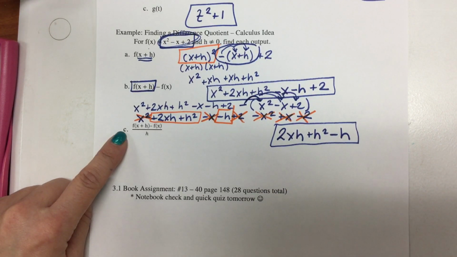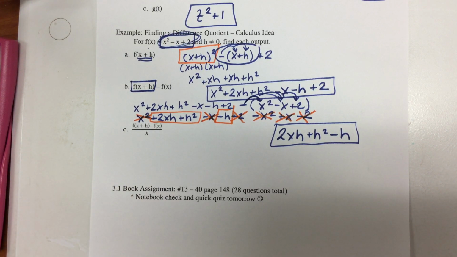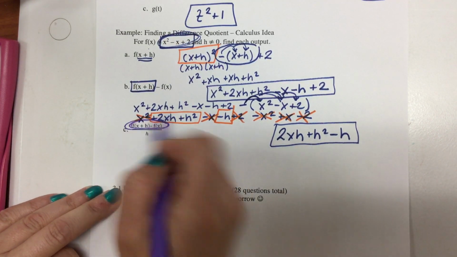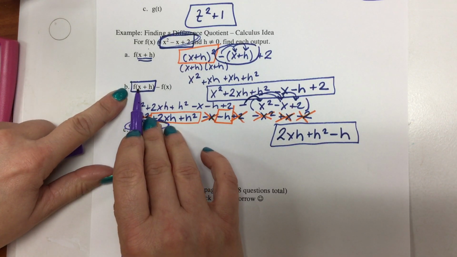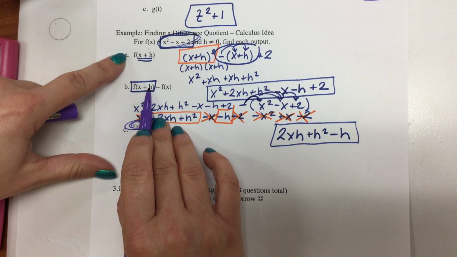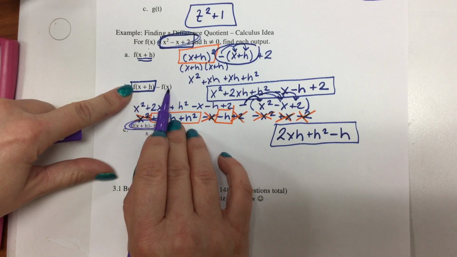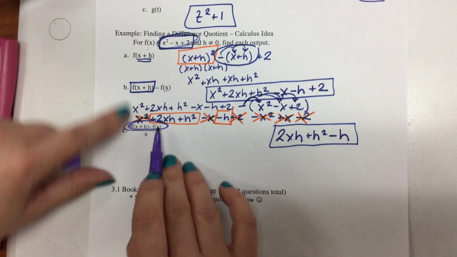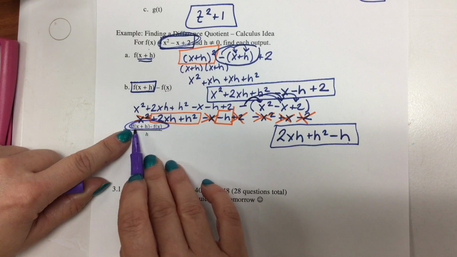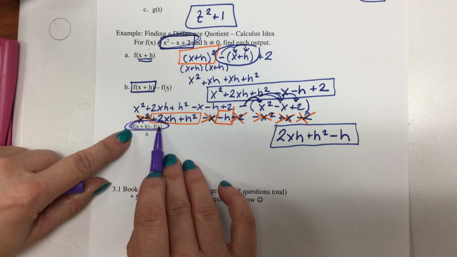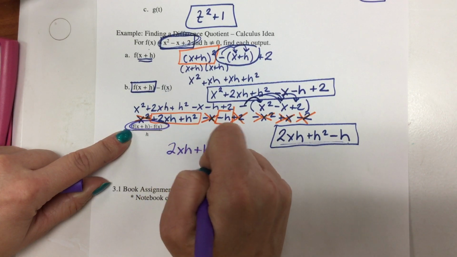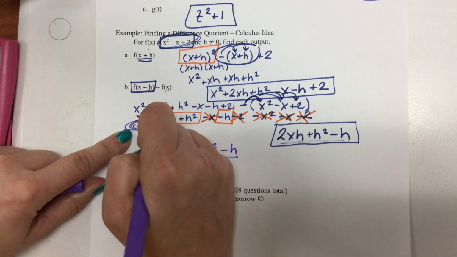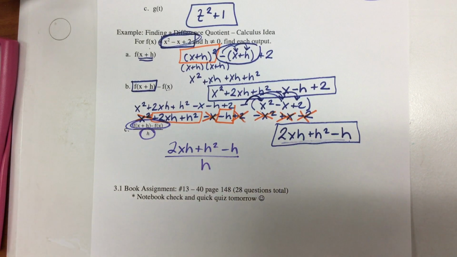Now part C, what I want you to realize is we've already done the numerator. Our solution to part B, we took f of x plus h, calculated that in part A, took that minus the original function, and I got this. That's what's on the top. So it's f of x plus h minus f of x. What we got is 2xh plus h squared minus h. Now they want us to go ahead and take that and divide by h.